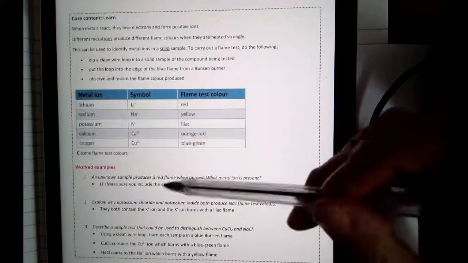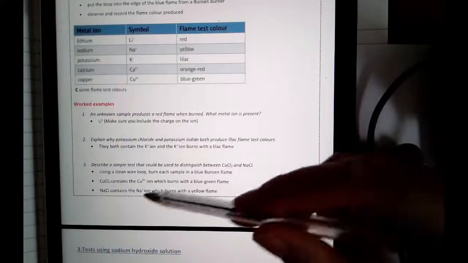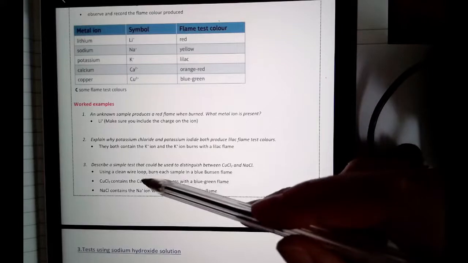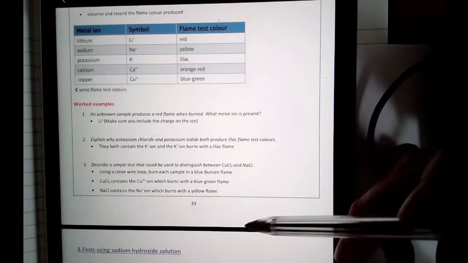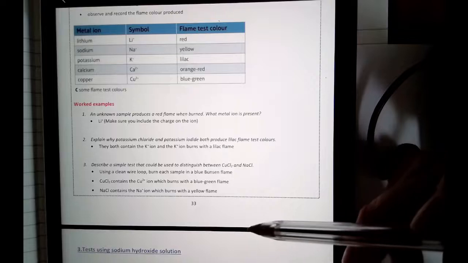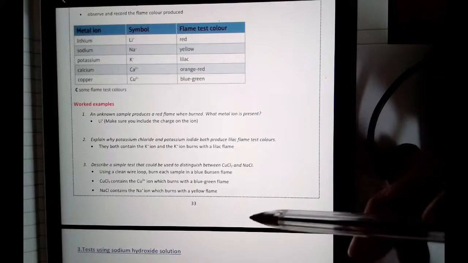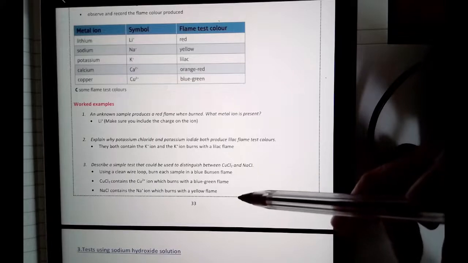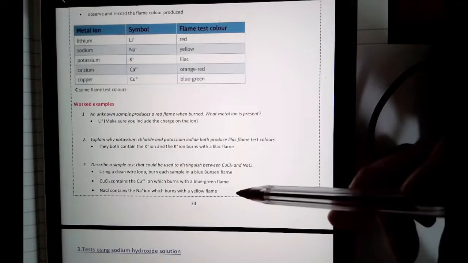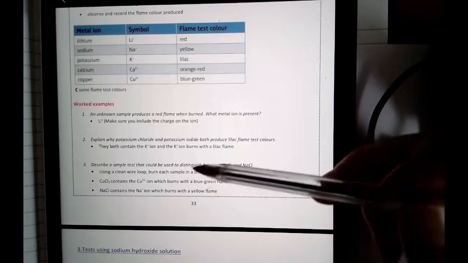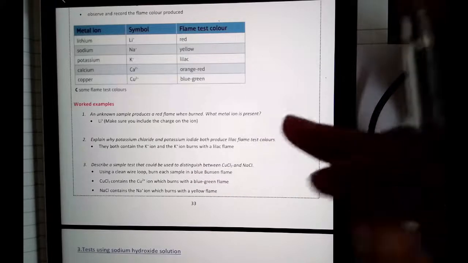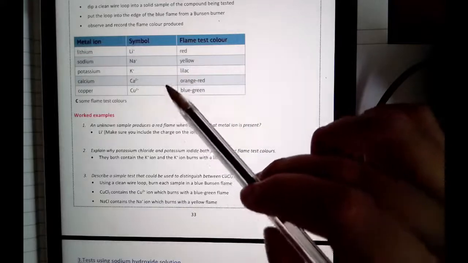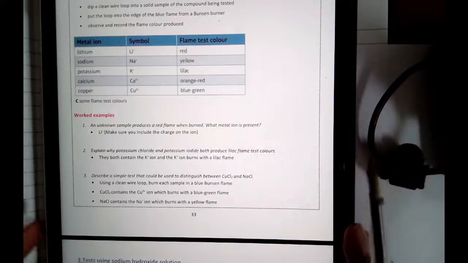Underneath here, I've also described exactly how you would do the test. You do it on a clean wire loop. It came up before in the mock. They asked you why you dipped it in acid beforehand, and they allowed you to say because it sterilized the wire loop. The other thing you can say is that it causes the solids to stick to the wire loop, and then you can place it in the flame and the colour will tell you which metal ion you've got present. So just make sure that you learn that table off by heart.